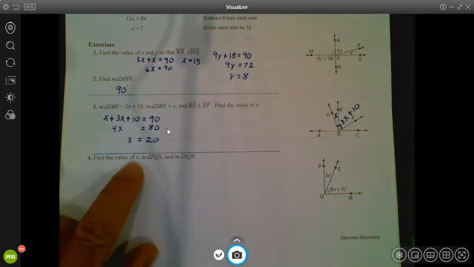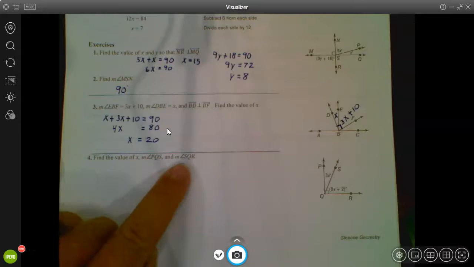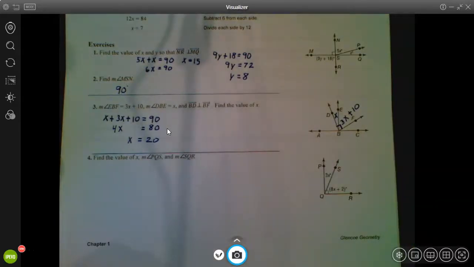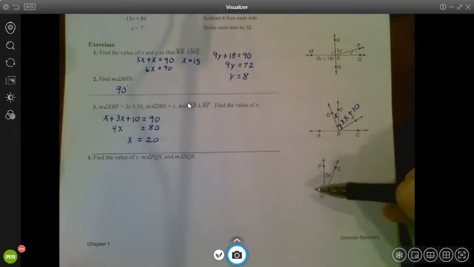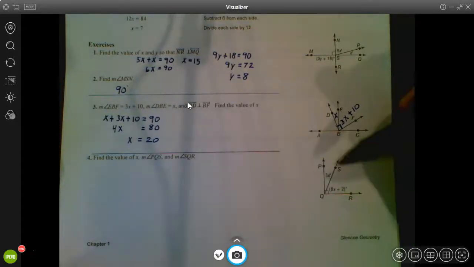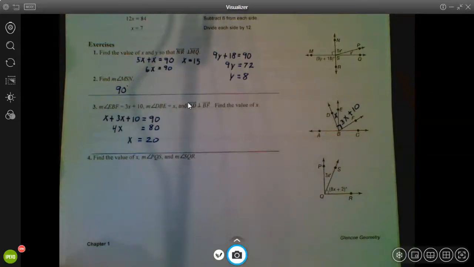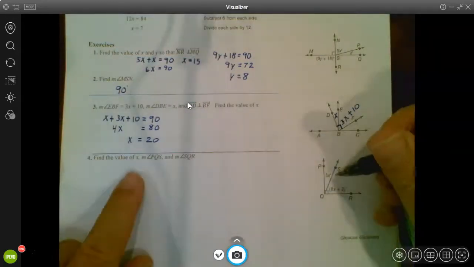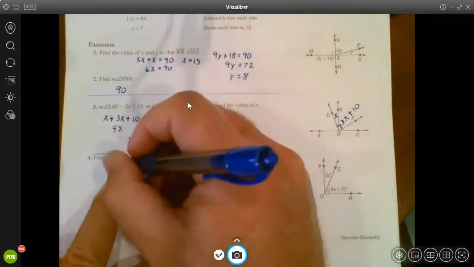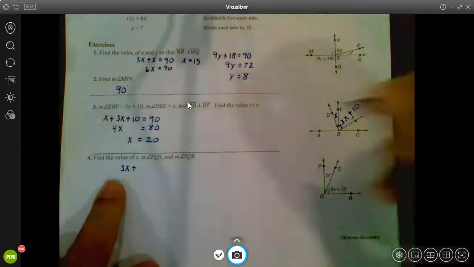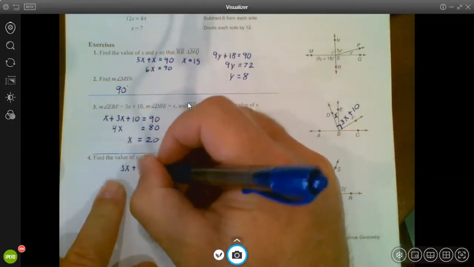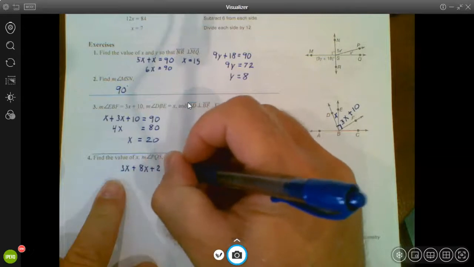Last one, find the value of x as well as the measure of this angle and this angle. So they want 3 things from us on this one. So just looking at over here, hopefully you're recognizing what the setup would be now. I know that 3x plus 8x plus 2 would have to total 90 degrees. And don't forget our special vocab word for that. Anytime you have 2 angles that add to 90, they are called complementary angles. So this plus this equals 90. So 3x plus 8x plus 2 equals 90. And then we go through to solve for x.